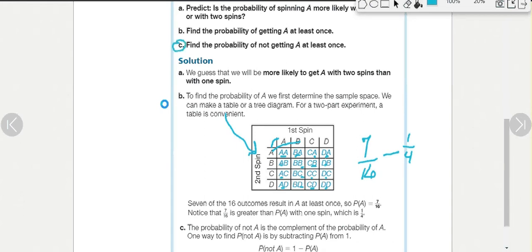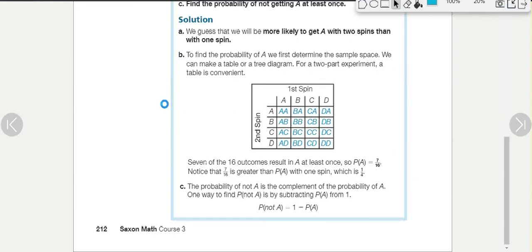Find that probability of not getting A at least once is letter C. The complement, not getting A at least once, would be all the other ones. It's going to be 1 minus the one we found. Oh, nope, these are A, so can't count those. 1, 2, 3, 4, 5, 6, 7, 8, 9.